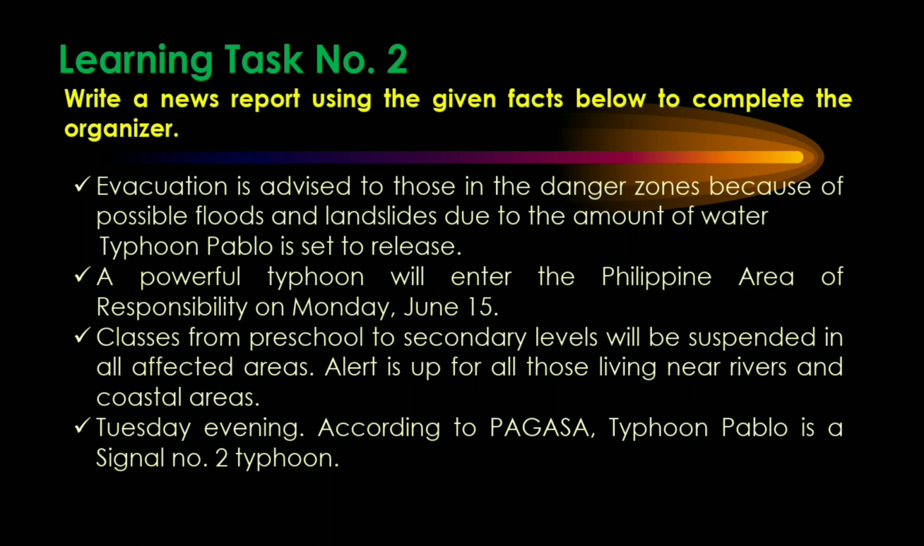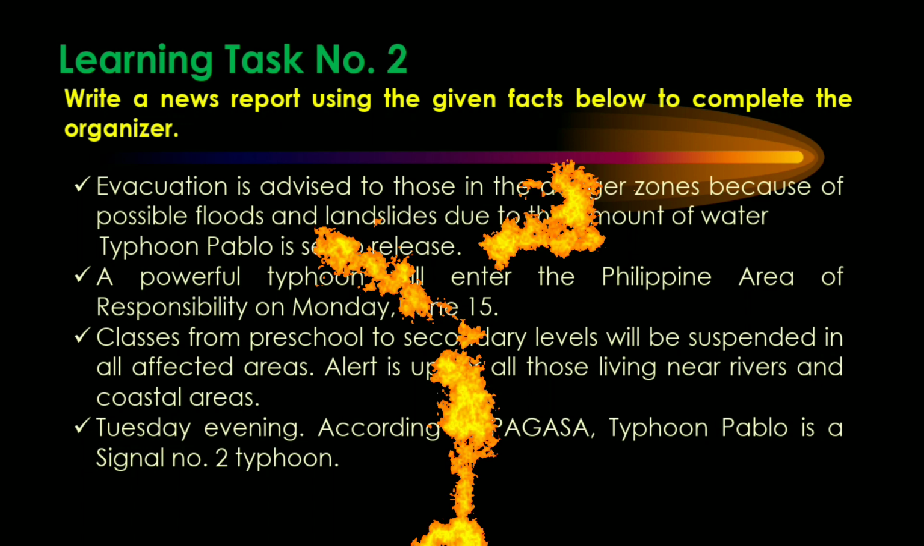A powerful typhoon will enter the Philippine area of responsibility on Monday, June 15. Classes from preschool to secondary levels will be suspended in all affected areas. Alert is up for all those living in rivers and coastal areas. And Tuesday evening, according to Pagasa, Typhoon Pablo is a signal number 2 typhoon. Okay, so you will be given another 10 minutes to do learning task number 2. Go.